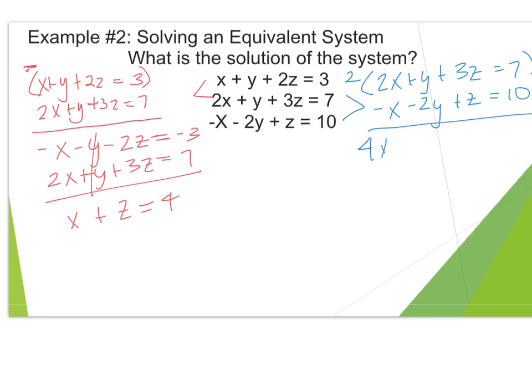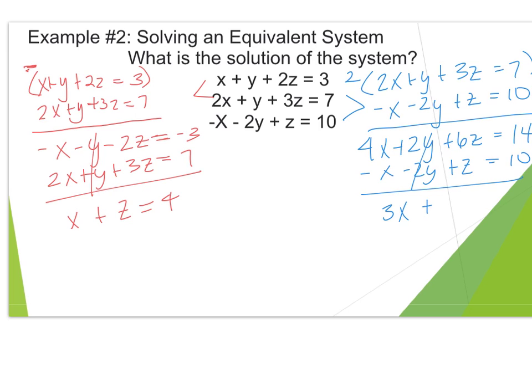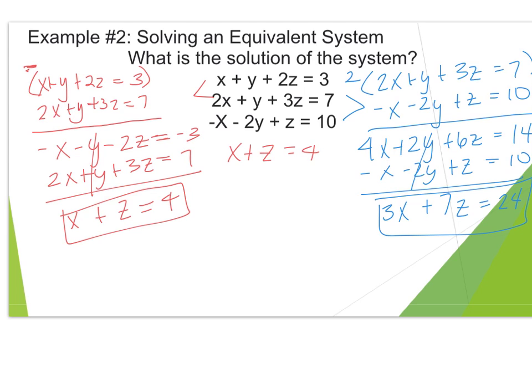So that'll be 4x plus 2y plus 6z equal to 14. And I have negative x minus 2y plus z equal to 10. Okay, the y's will go away, and I'm left with 3x plus 7z equal to 24. Okay, we're going to put those two equations together now. So x plus, by the way, sorry, should have boxed those in. So x plus z equals 4. And the blue one, we have 3x plus 7z equal to 24.